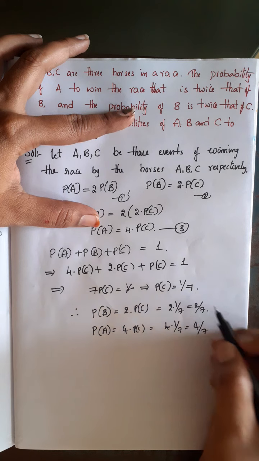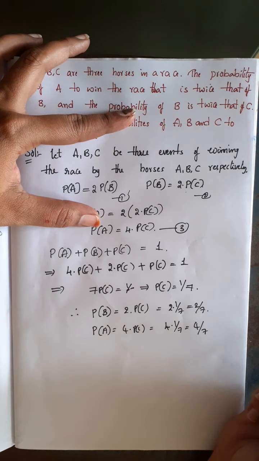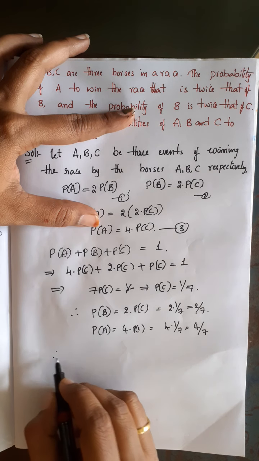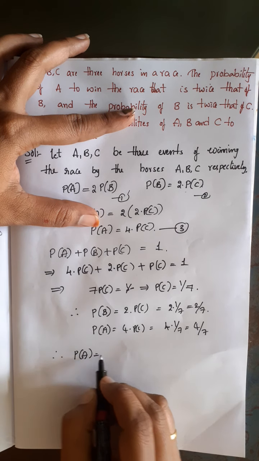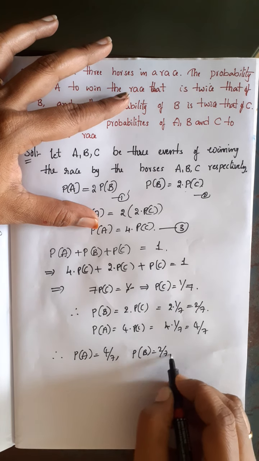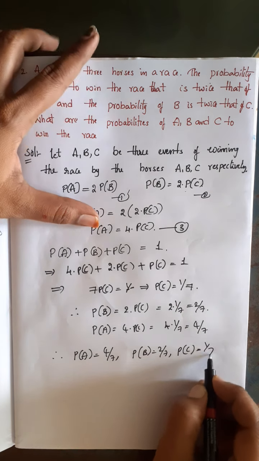Once you observe, 1 by 7 plus 2 by 7 plus 4 by 7 is 7 by 7, that is equal to 1, right? So your answer is correct. Hence P of A value is 4 by 7, P of B is 2 by 7, and P of C is equal to 1 by 7.